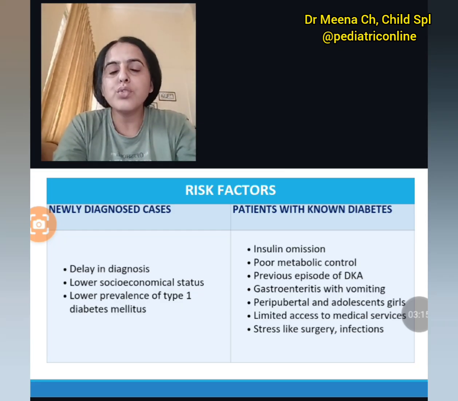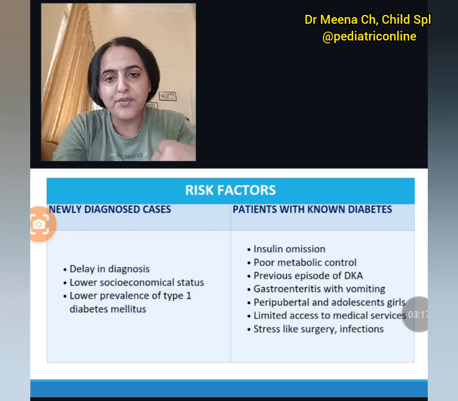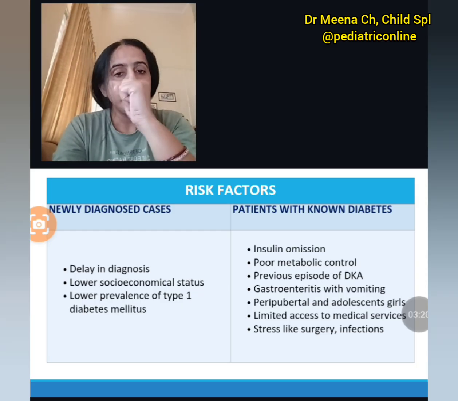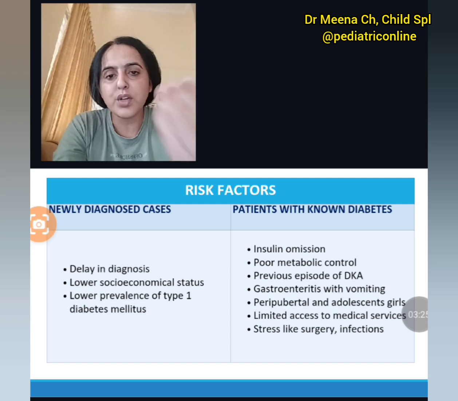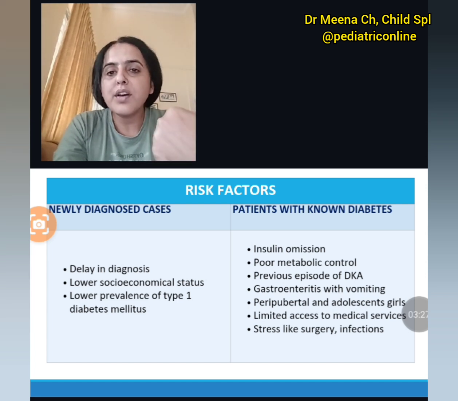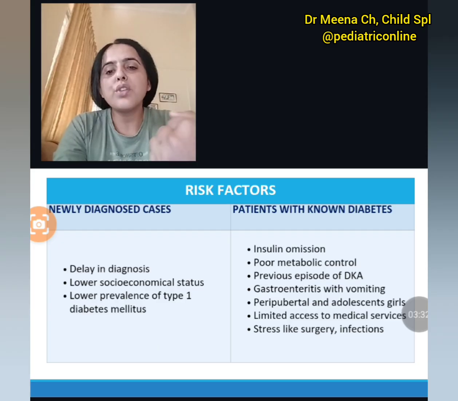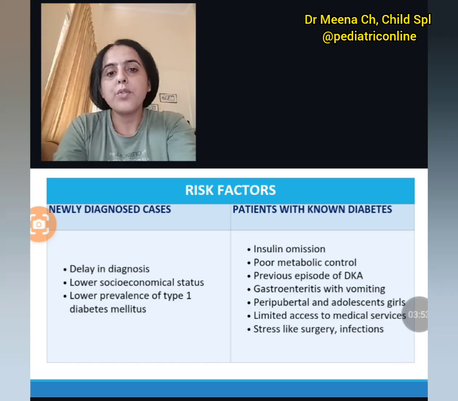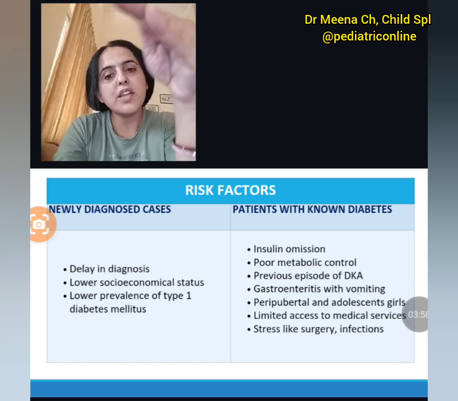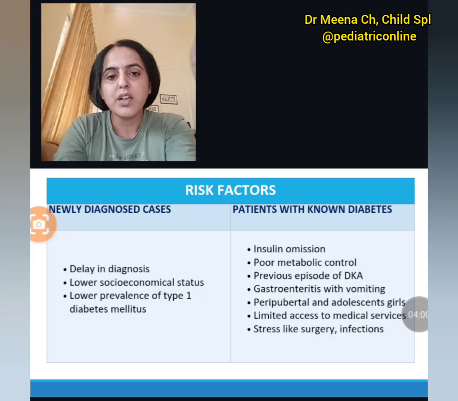The other cases are the known cases of type 1 diabetes mellitus, the children, but they land up in diabetic ketoacidosis. What are the reasons? The reasons could be they have missed the dose of insulin. Either the dose is missed, or the insulin they are using is inactivated, or there is wrong technique of administering the insulin, or poor metabolic control. And the risk of ketoacidosis increases further if the patient had previous cases of ketoacidosis.